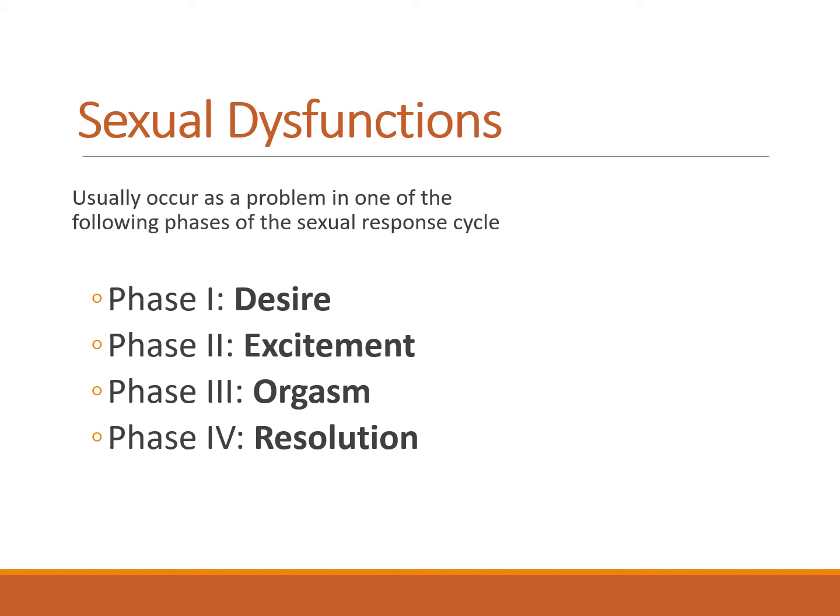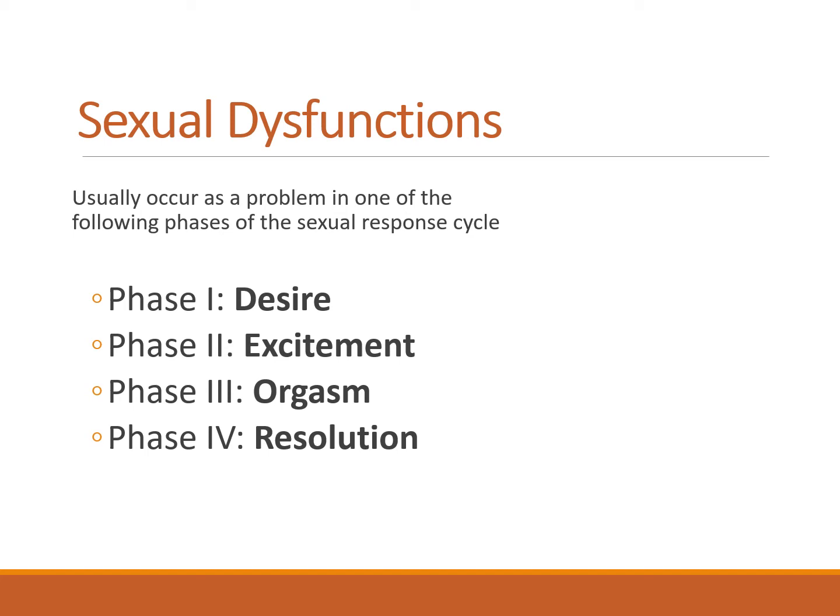So sexual dysfunctions, they usually occur in one phase of the sexual response cycle. This cycle was created by Masters and Johnson in their treatment of sexual dysfunctions in the late 60s and early 70s. They did a lot of research that up until then was kind of taboo in the culture.